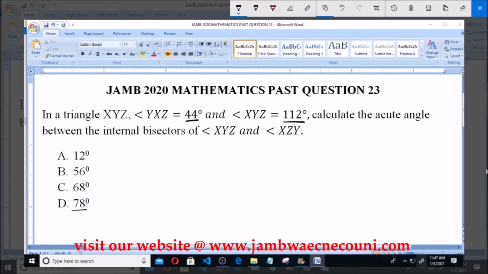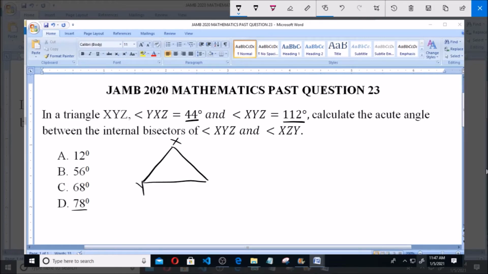We're given a triangle XYZ. Let's represent this triangle X, Y, and Z. Now angle YXZ is 44 degrees. That is YXZ here is 44 degrees. Then angle XYZ, which is here, is 112 degrees.